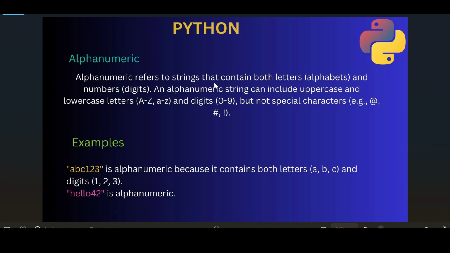What is alphanumeric? Alphanumeric refers to a string that contains letters and digits. Alphanumeric strings can include uppercase and lowercase letters, capital A to capital Z, small a to small z, and digits 0 to 9, but not special characters, for example @, hash, exclamation. So here we have some examples. ABC123 is alphanumeric because it contains both letters ABC and digits 123. And similarly, hello42 is alphanumeric.